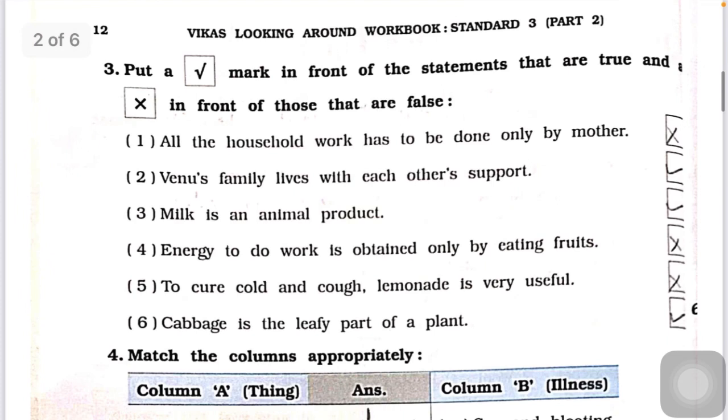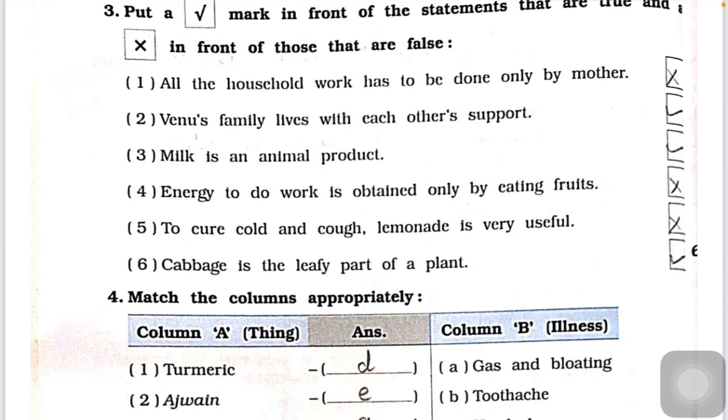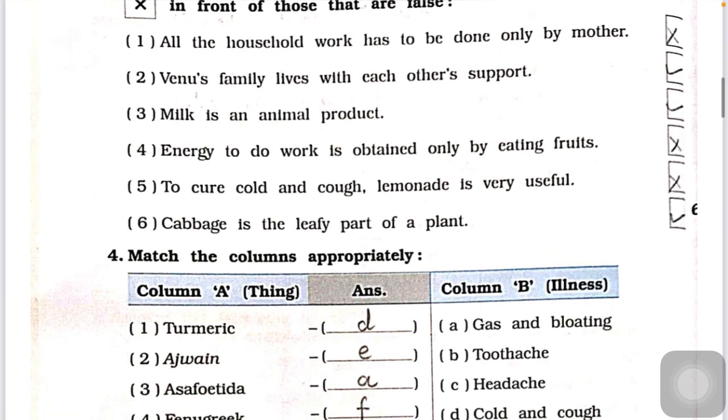Now question number 3. Put a correct mark in front of the statements that are true, and put a wrong mark if it is false. All the household work has to be done only by the mother. False, because we have to work together. Not only the mother can do all the work. Venu's family lives with each other's support. True. Milk is an important product. Yes, true. Energy to do work is obtained only by eating fruits. Not only by eating fruits, we get energy from our dinner meal too, so it is not only obtained from fruit.